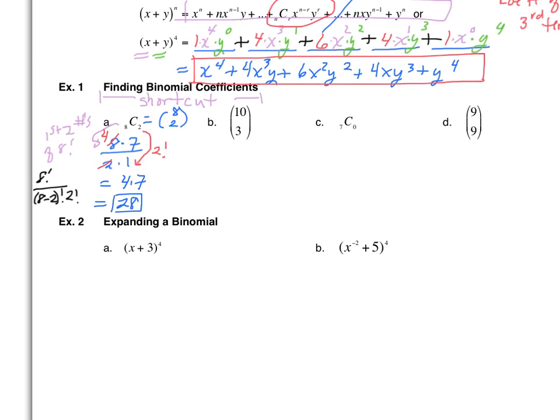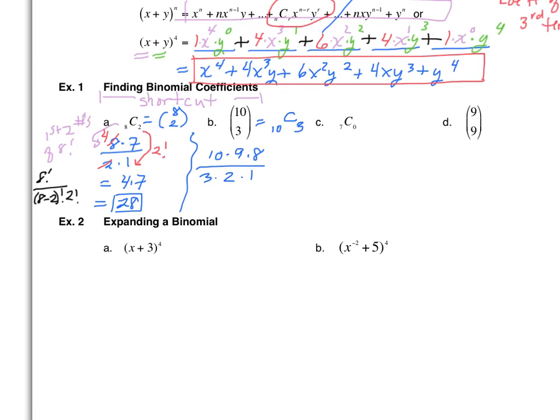So try the new shortcut on B. This is notation that is no different than a combination of 10 items taken 3 at a time. So your n is 10, your r is 3. So on the new shortcut, what's going to go in your numerator? How many numbers of 10 factorial? 10, 9, 8. You're only doing 3 because your r is 3. Since this number here is 3, we're only doing 3 numbers of 10 factorial. And then in the denominator, you have to do 3 factorial, 3, 2, 1.